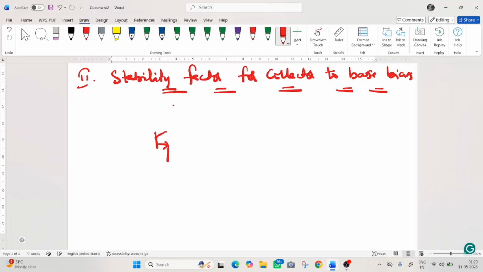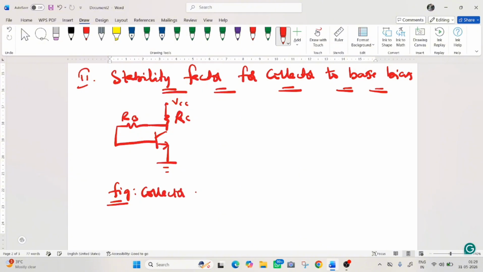Again, CE, here RC. From the collector to base, this is the collector, from collector to base, one resistor will be put. That resistor I'm calling RB, right? Here, this is the ground. This is VCC, like this. This is the circuit diagram for collector to base bias. Here we can give a figure name. This figure name is collector to base bias, right?